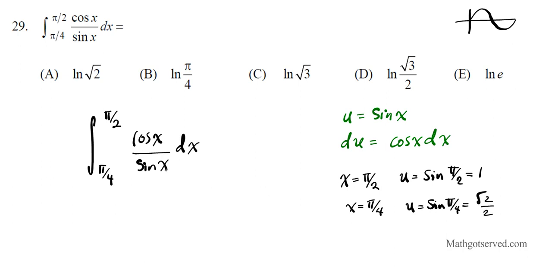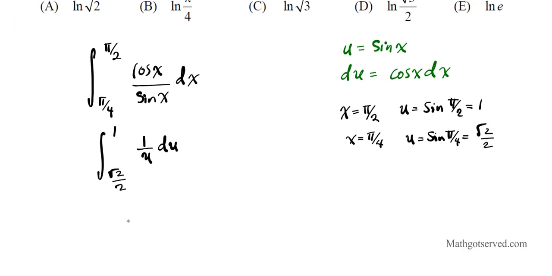Alright, so let's go ahead and change this into a u substitution problem. So it's going to be the integral from root 2 over 2 all the way to 1 of 1 over u du. Alright? Okay, so what's the antiderivative of 1 over u? It's going to become the natural logarithm of the absolute value of u evaluated from root 2 over 2 to 1.